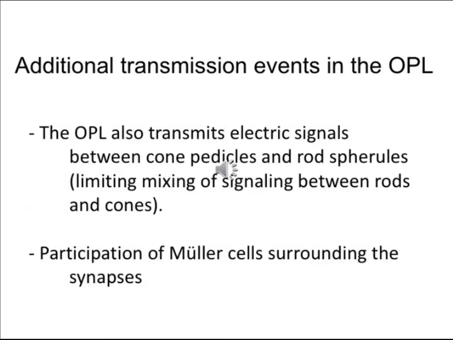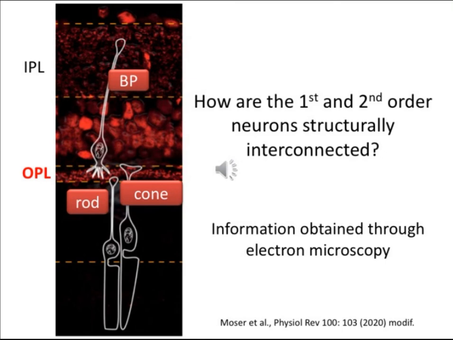Moreover, there are additional transmission events in the OPL, where electric signals are transmitted between cone pedicles and rod spherules. This allows limited mixing of signaling between rods and cones. And then we must not forget the functional participation of Müller cells surrounding the synapses. Now we come to our main question of today. How are the first and second neurons structurally interconnected?